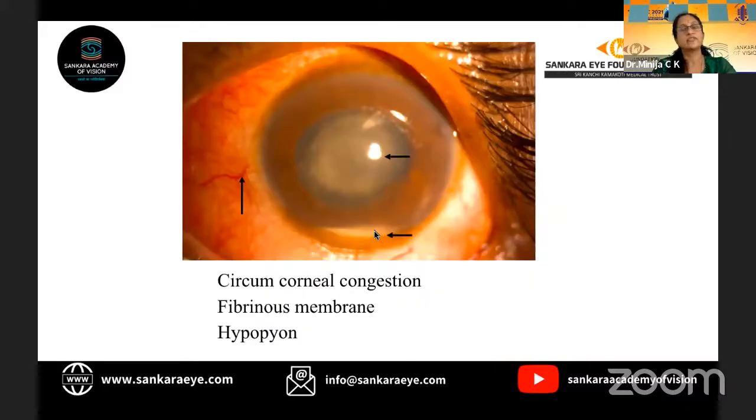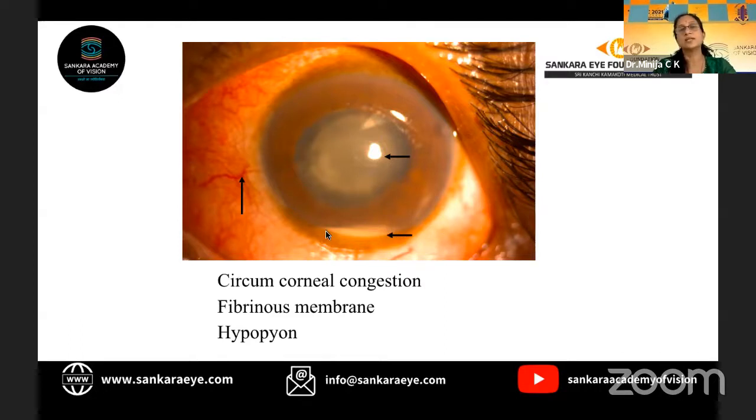So this is a case of a severe fibrinous anterior uveitis where you have circumcorneal congestion, you have a fibrinous membrane in the anterior chamber, and you have a hypopyon. A severe fibrinous reaction in the anterior chamber could be a case of HLA-B27 related uveitis or Behçet's.